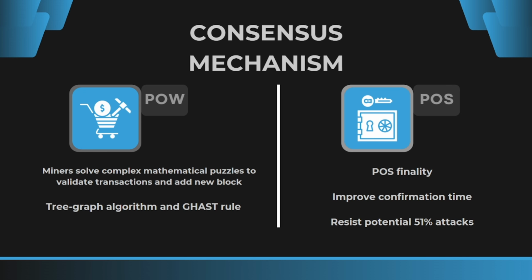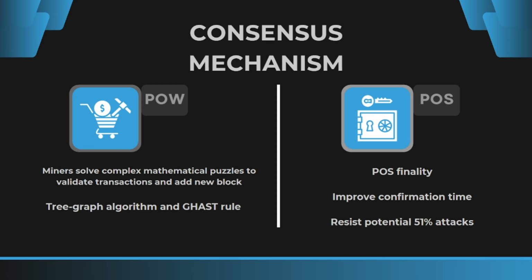Then we have consensus mechanisms. And proof of work is actually the main consensus mechanism. Originally, Conflux was proof of work only. Probably you all know what proof of work is, but basically miners try by brute force to solve mathematical puzzles to validate transactions and add new blocks, and they propose blocks with transactions on them. And here is where the Tree-Graph algorithm and the gas rule come into place, in the way blocks and transactions get selected and how they are organized in the ledger structure.